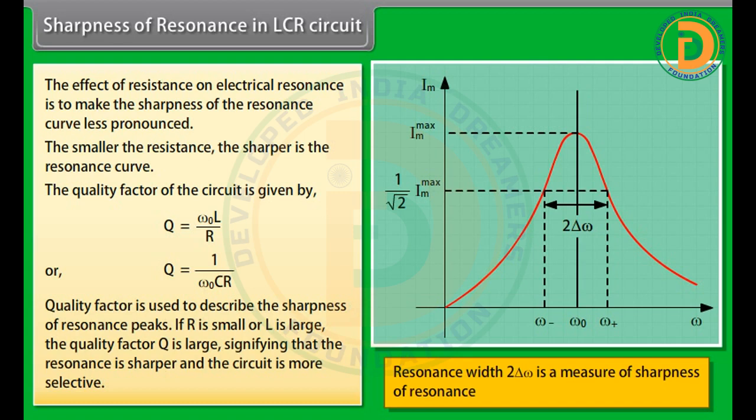If R is small or L is large, the quality factor Q is large, signifying that the resonance is sharper and the circuit is more selective.